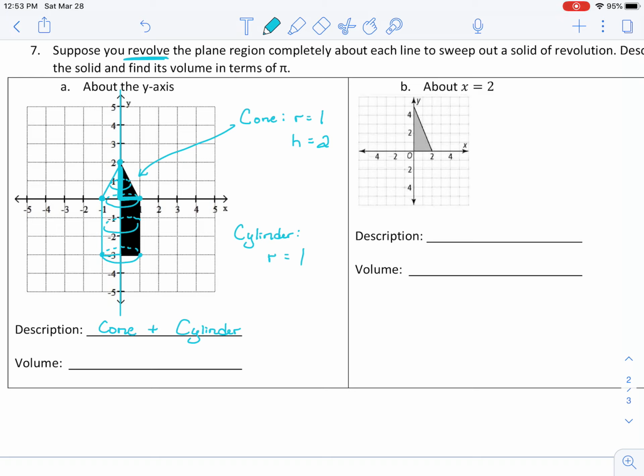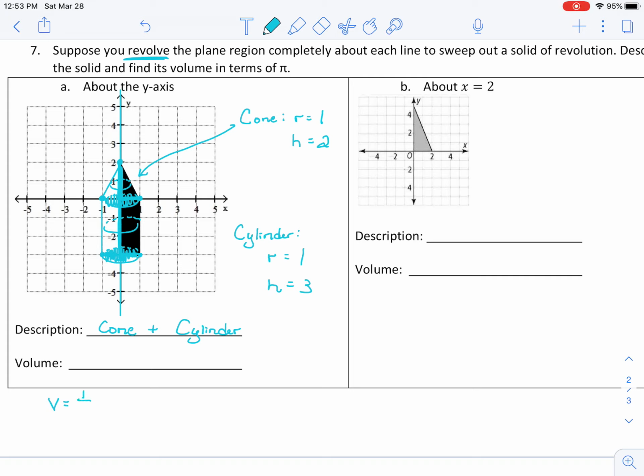The radius is also 1 because it shares this base with the cone. Or you can look at this one or this one. Either way, the radius is 1. The height is 3 though, because I would be going from this circular base to this circular base where the cylinder ends. The distance there is from -3 to the x-axis. That's a distance of 3.